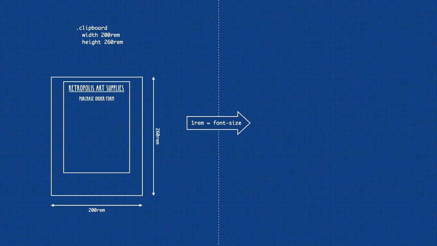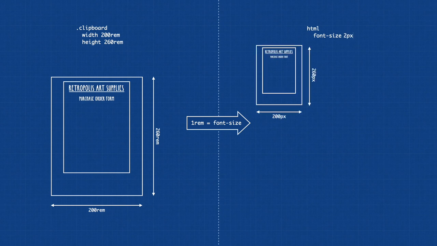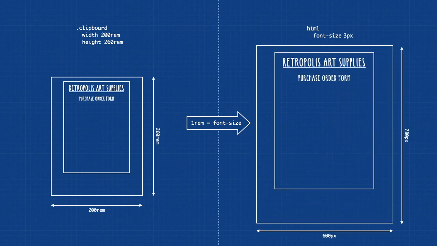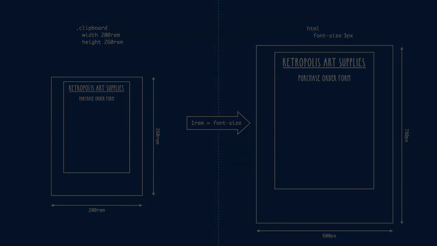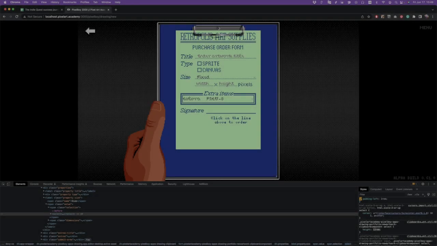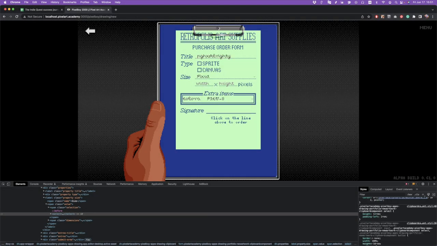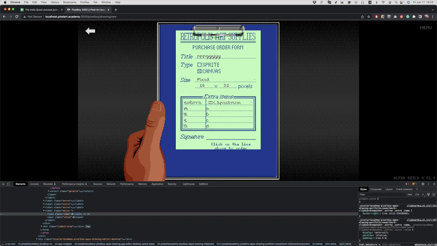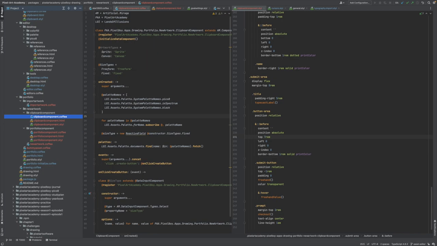Since 1 REM equals the font size of the root HTML element, I can set the main font size to 1, 2, or 3 pixels to get the desired magnification. After a lot of tweaking to align pixels as perfectly as possible, the design was finally wired up for interaction.